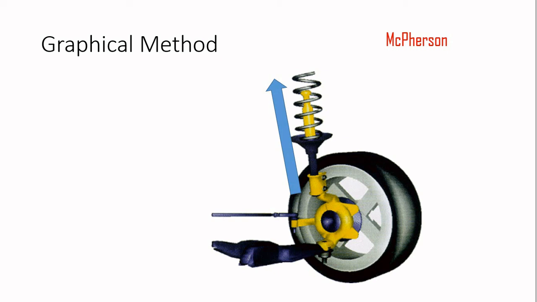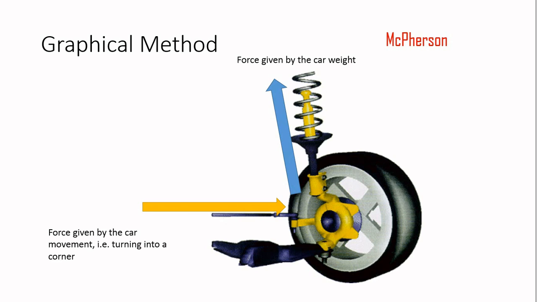First, we'll talk about the McPherson suspension. In this kind of configuration, we have two types of force applied on the wheel. First, we have the force applied by the weight of the car. In this vector, we include the force generated by the vibration of the system, or the damping that causes the roar. Then we have the force generated by the movement of the car, talking about the turns and the centripetal force generated by turning at great velocity.